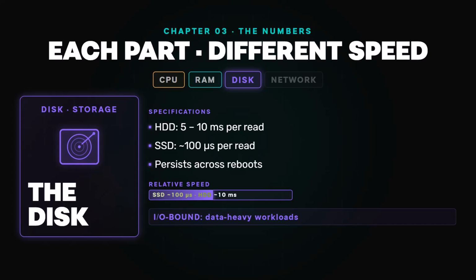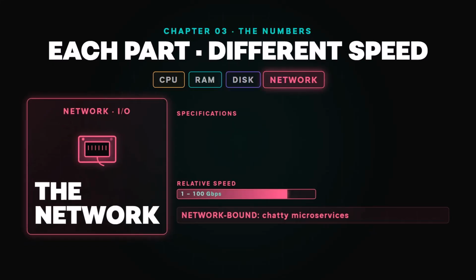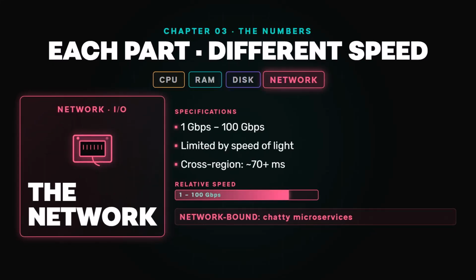Then comes the disk. Disk is permanent storage. Even when the server reboots, the data stays. Two main kinds: spinning hard drives, cheap and slow, and solid state drives, SSDs, faster but more expensive. A read from a hard drive takes 5 to 10 milliseconds and an SSD read takes 100 microseconds. A RAM read takes 100 nanoseconds. Each step is roughly 100 times faster than the next.